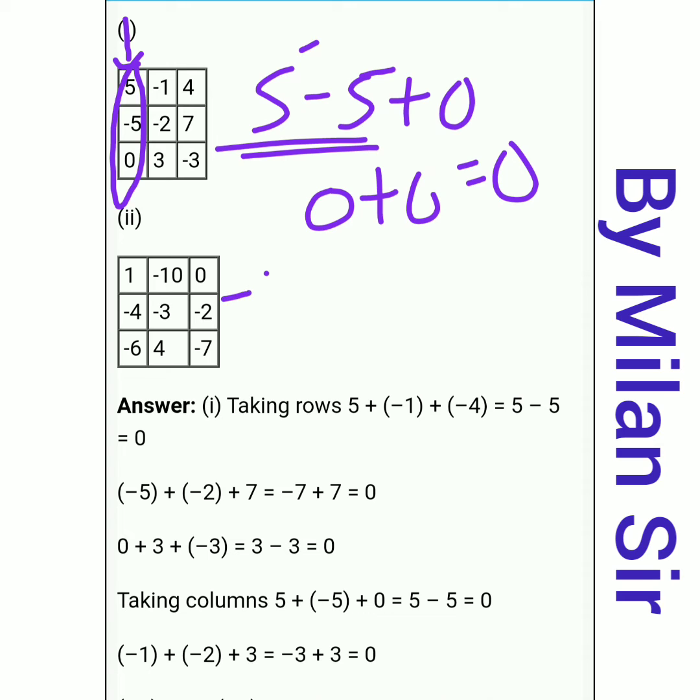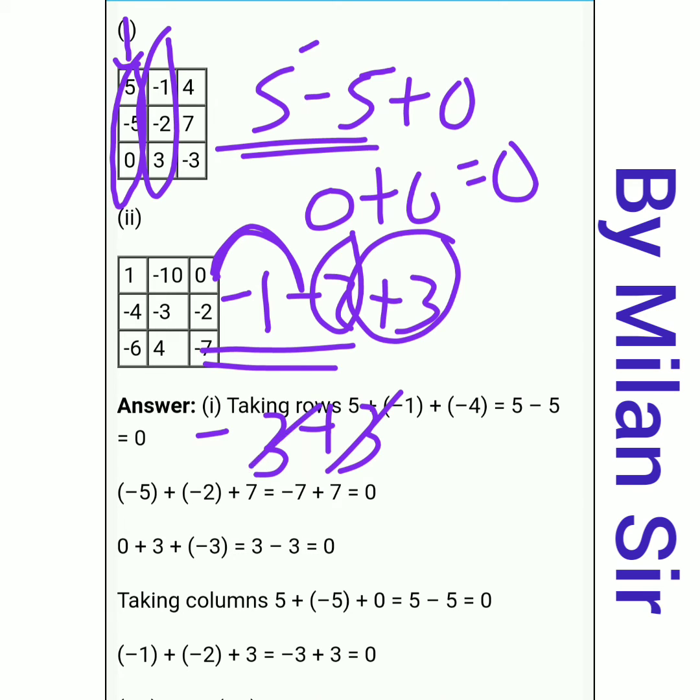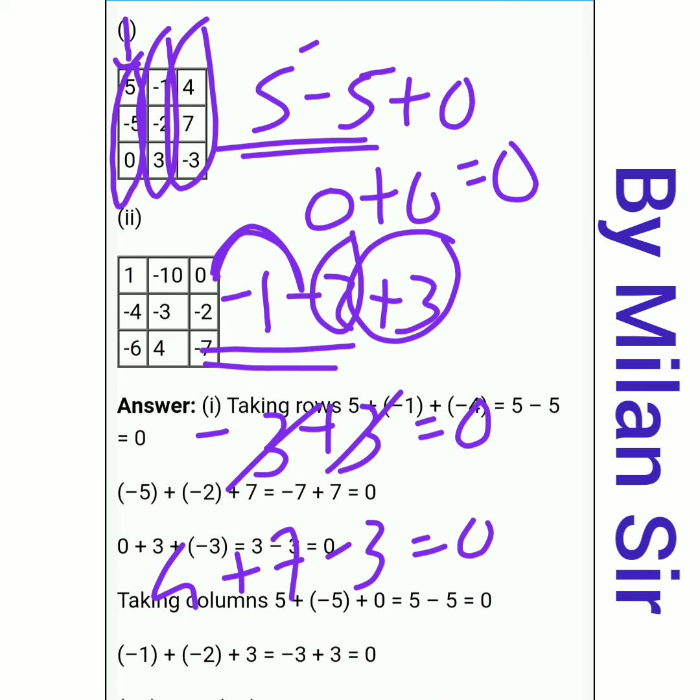Then if we think about the second column, minus 1, minus 2, plus 3. Here minus, minus, plus. So 2 plus 1 is 3, then the bigger number 2 is negative, so here a negative sign, then plus 3 as it is, minus 3 plus 3 is 0. Then the third column, 4 plus 7 minus 3. Now 7 plus 4 is 11, and this minus 3 remains as it is, so 11 minus 3 is 8, right?